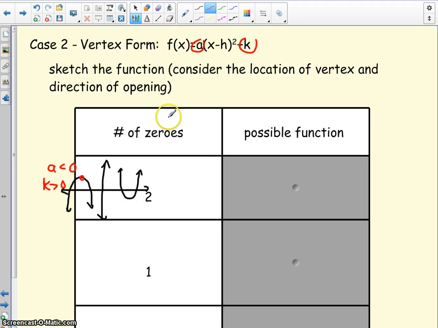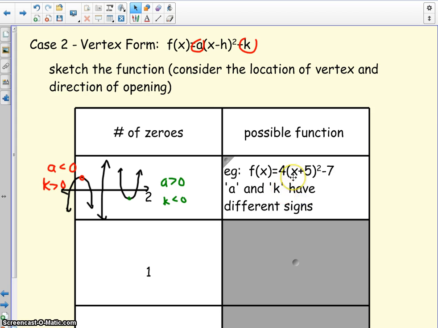Now if you look at the other possibility over here, the one opening up, here our parabola is opening up, so a is positive, so a is greater than 0. And our k value is below the x-axis, so it's negative. So what you're seeing here in both of these cases is that the a and the k have different signs. So in this case, the a is negative and the k is positive. Here the a is positive and the k is negative. So that would be your criteria to having a parabola with two zeros in vertex form.